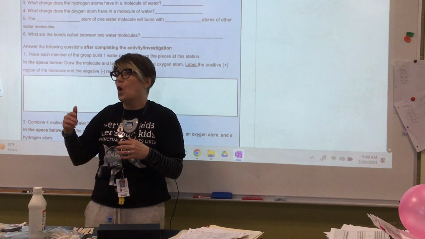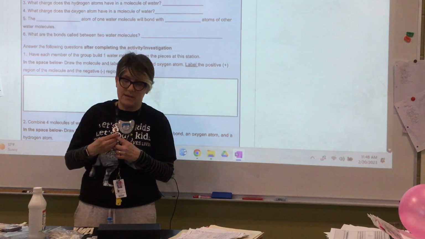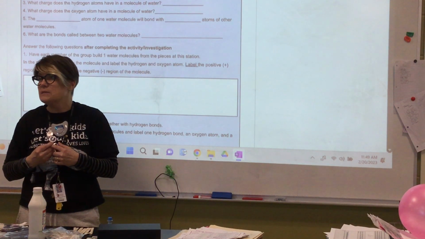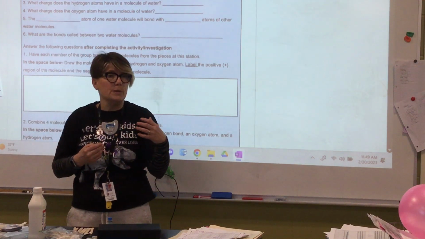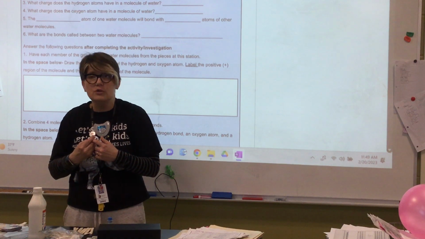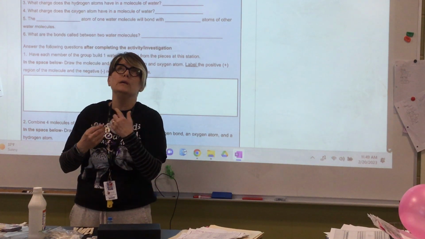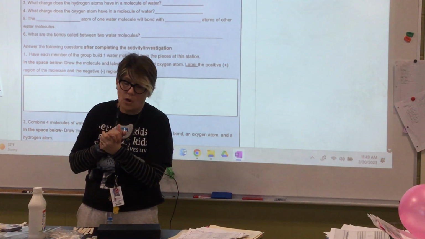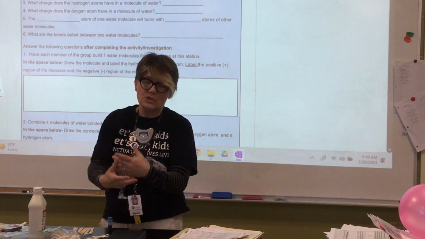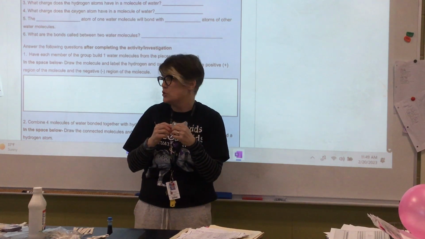That means that we're not wandering around to other people's stations. We're not going to jeopardize other people's success, because when you do that, you're also jeopardizing your own success. We need you to have this information. I am really saddened by having those conversations with people of, what can I do to raise my grade? You can pay attention to what we're doing now so you gain that information.